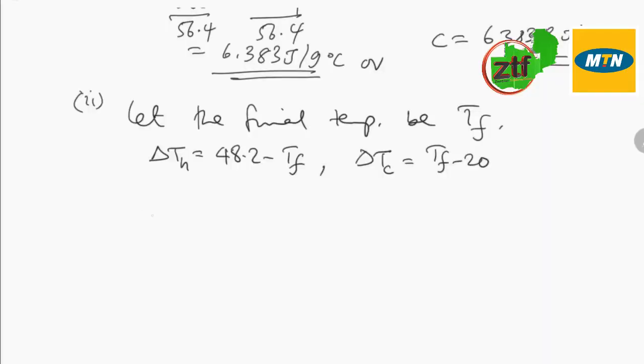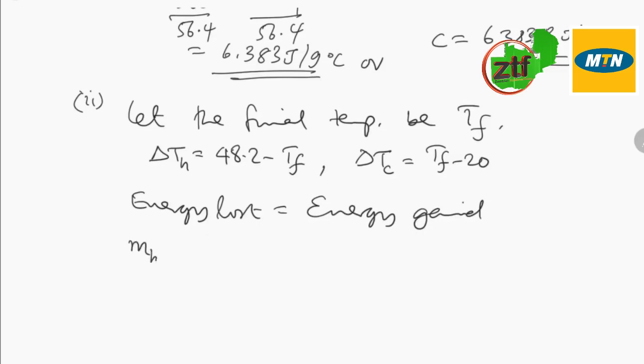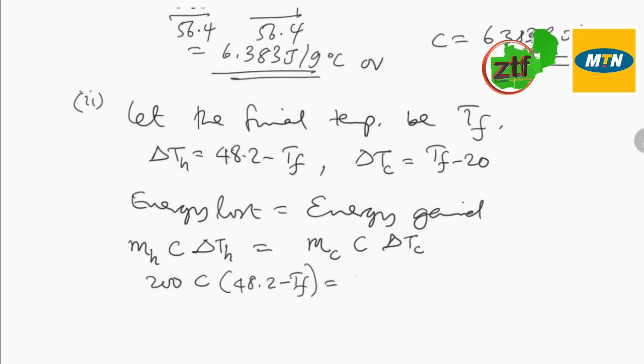Okay, so we can now say that energy lost is equal to energy gained. So the energy lost is M hot times C times change in the temperature of the hot, which should be equal to M cold times C times the change in the temperature of the cold. So now that means that mass of the hot water is 200 times C times the change in temperature, which is 48.2 minus TF. That should be equal to mass of the cold, which is 100 grams, times C times change in the temperature of the cold water.